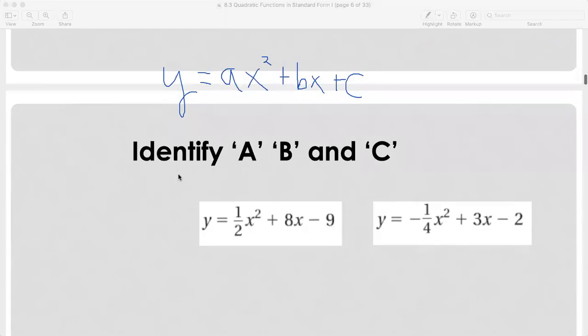All right, so here are 2 examples. Why don't you pause and identify both and we'll regroup. A is 1/2, b is 8, c is -9. And then over here, a is -1/4, b is 3, c is -2. So this one's just showing that fractions can be a's, b's, and c's as well.